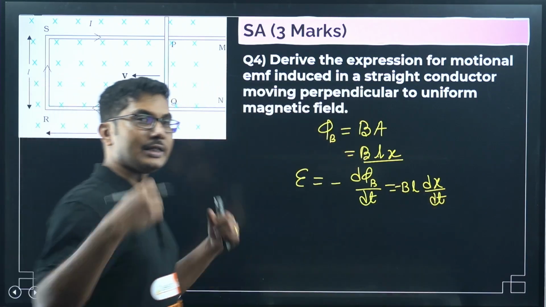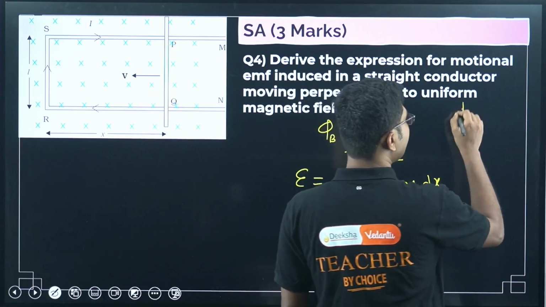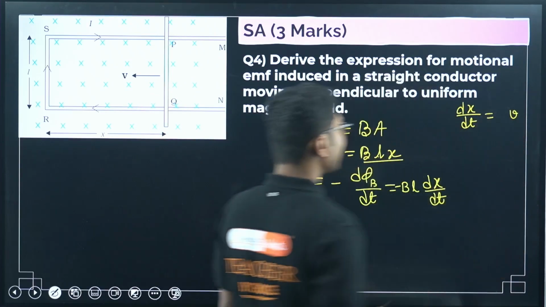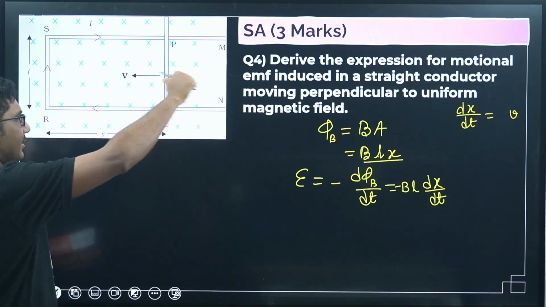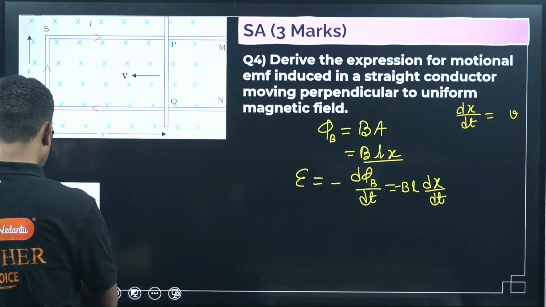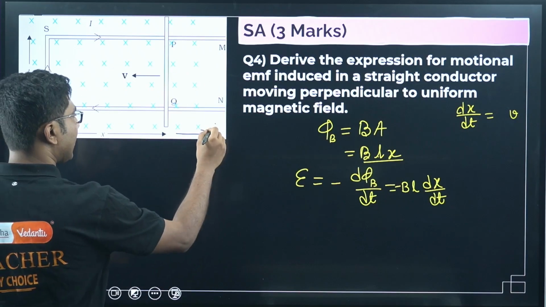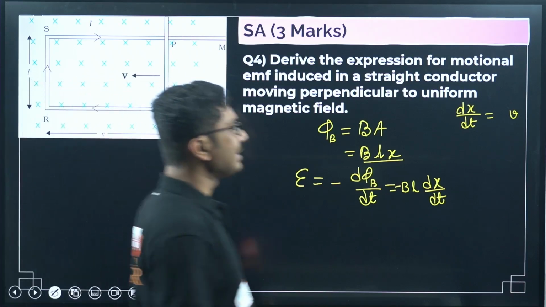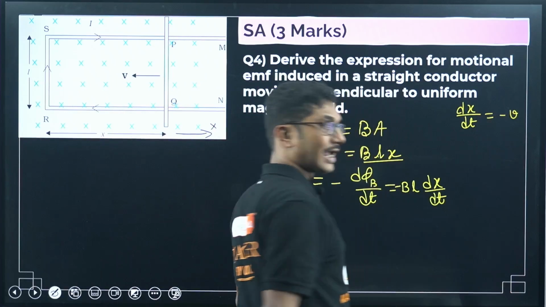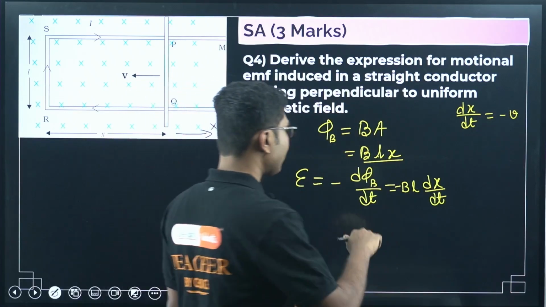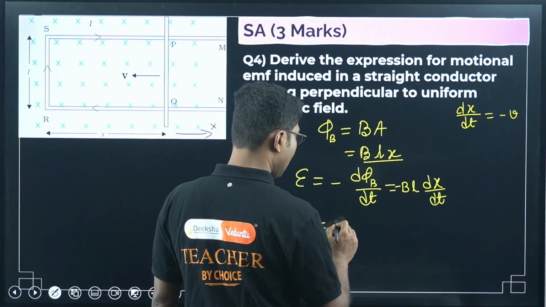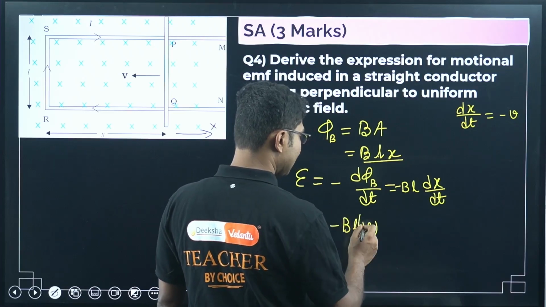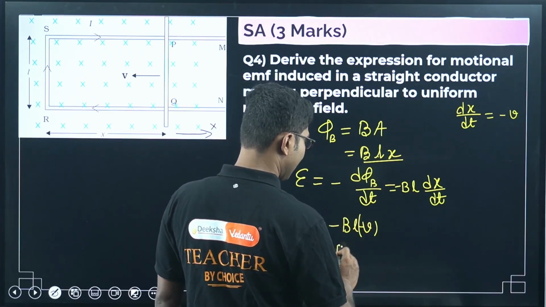Dx by dt, in the mechanics chapter we learned that dx by dt is nothing but speed, right? Now here dx is going in this direction, so we generally consider this is our positive x-axis. Here x is decreasing, which means the sign of the velocity will be negative. So we put that negative value here, minus BLV, and this minus minus will become positive, so it will be BLV.